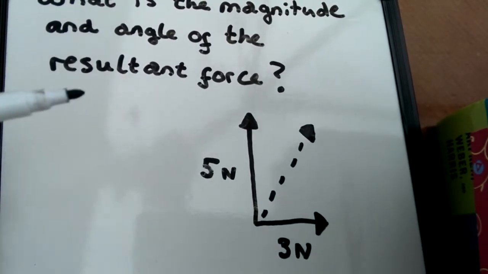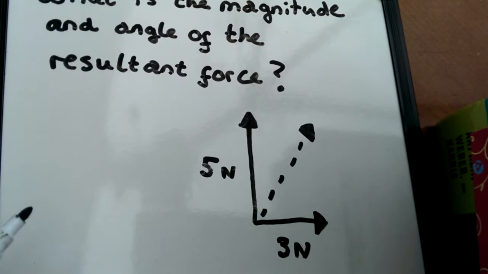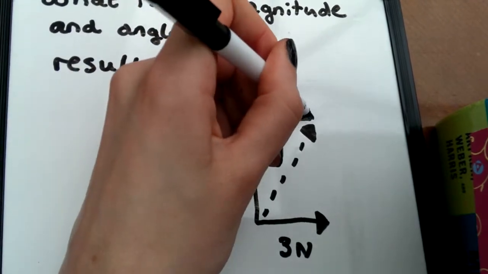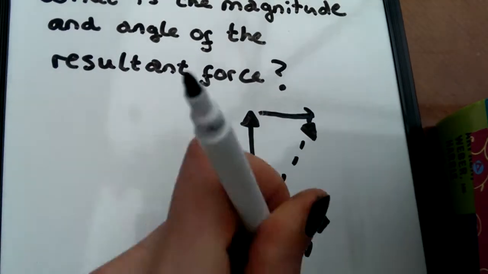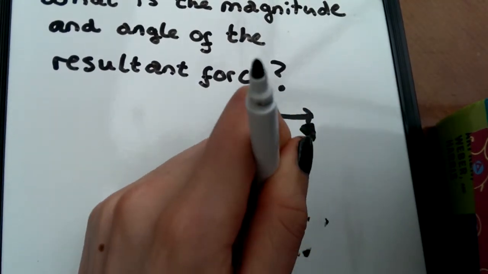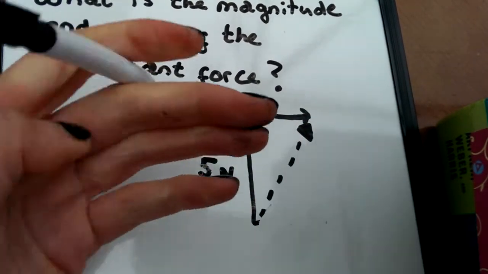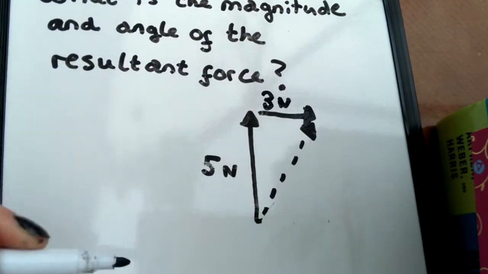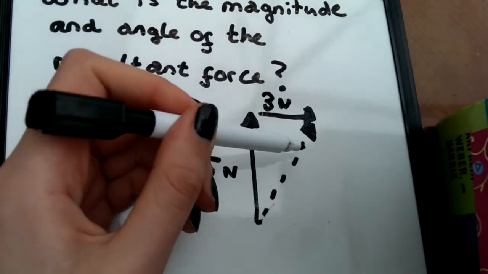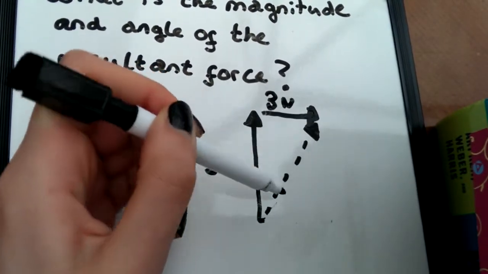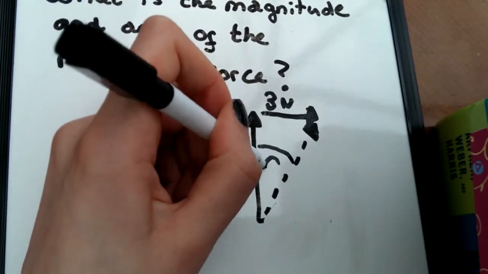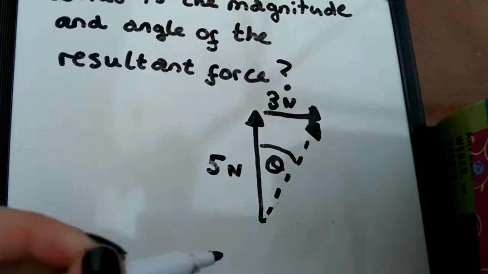So I think in the case of working this out, it's a lot easier if we redraw our horizontal force here. So if I rub this out, what we're trying to find out here is the length of this new vector and the angle theta here.